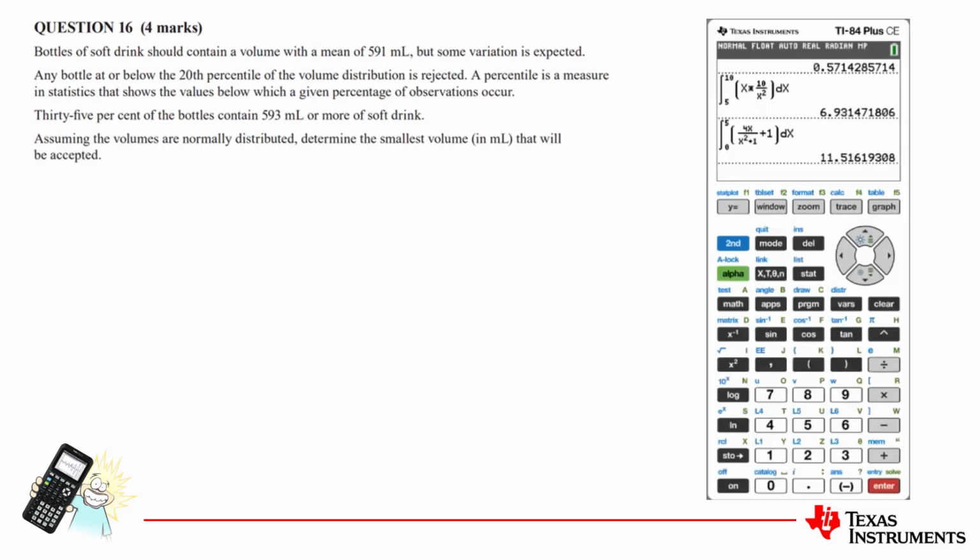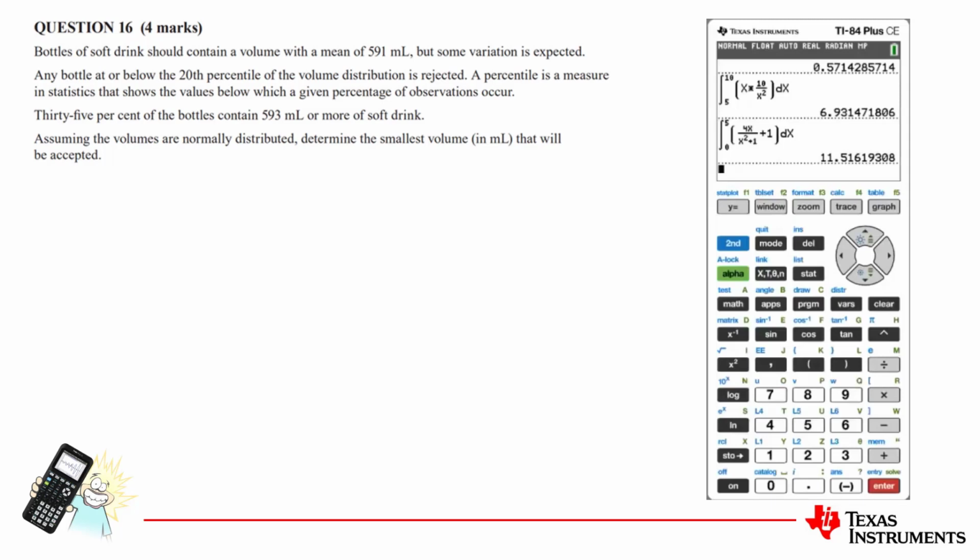Question 16. So this is a 4-mark question, and from here we kind of lose a little bit of the scaffolding that the exam's been giving us so far. So these next questions are a bit more open-ended. For this one, we've got bottles of soft drinks containing a mean of 591 ml, but there's some variation. Any bottle below the 20th percentile is rejected, and 35% of the bottles contain 593 ml or more of soft drink, and we're assuming that they're normally distributed.